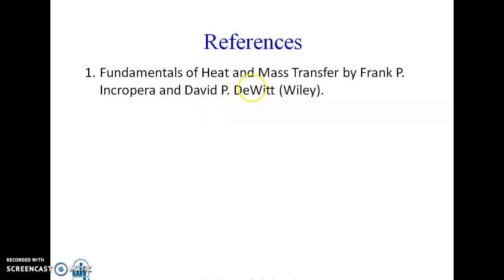You can refer to Fundamentals of Heat and Mass Transfer by Frank Incropera for further study.